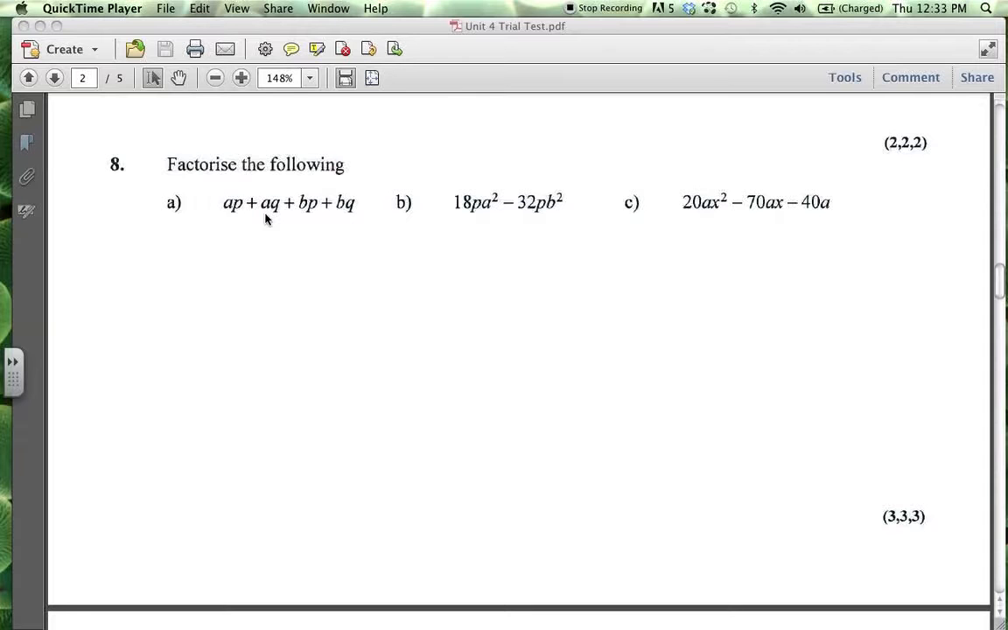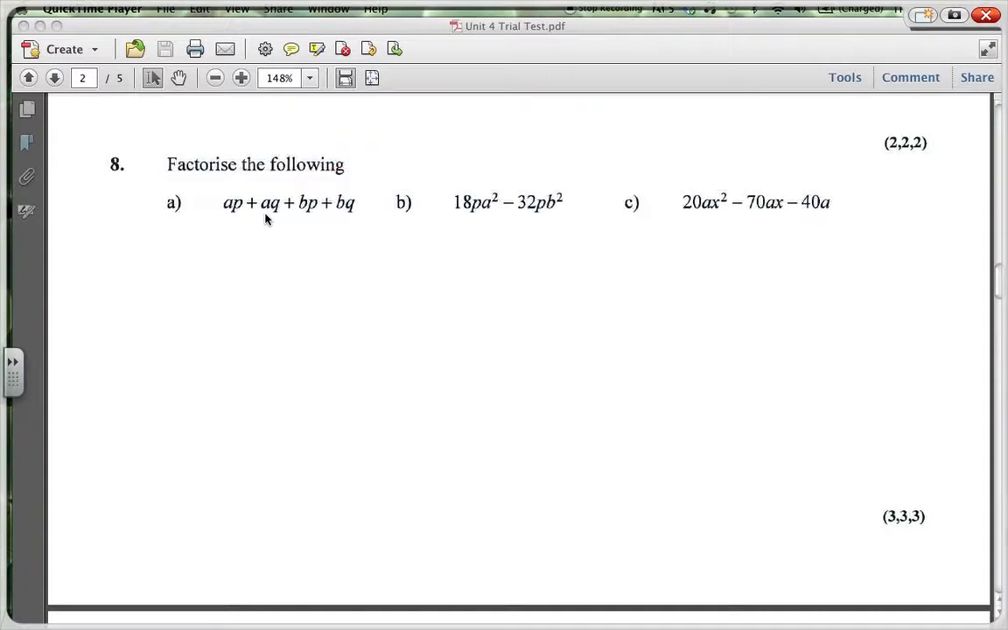Okay, so here we have further factorization. Now, whenever you have four terms, check and see if there's anything common. I don't see that I've got anything common in all four terms, but then we usually factorize by grouping. So we look for pairs that have got something common.